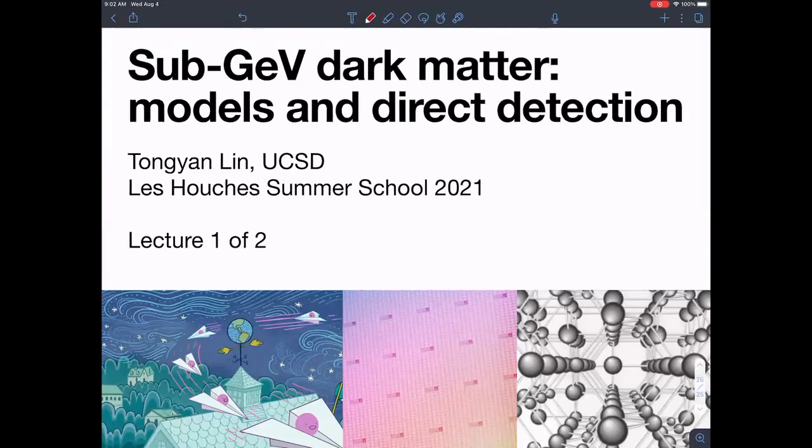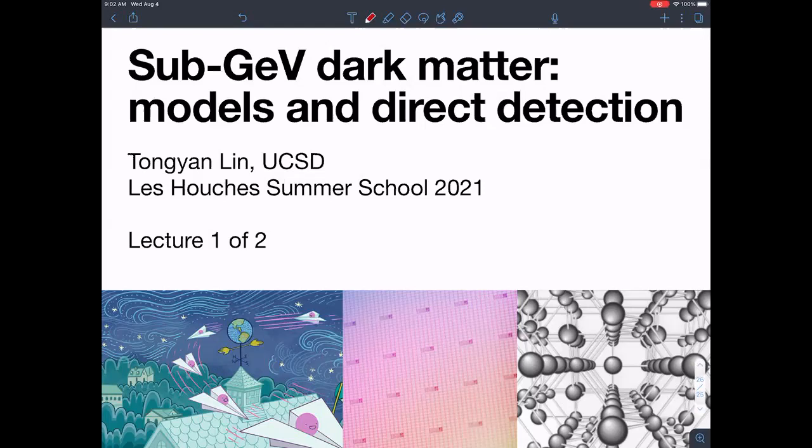Right, so I have 2 lectures about sub-GeV dark matter, and I'll give an overview today about the models of sub-GeV dark matter. It'll be quite broad, but hopefully it'll connect with some of the things that have been talked about in last week's lectures and also the lectures from this week. And then I'll get into this new field of direct detection of sub-GeV dark matter.